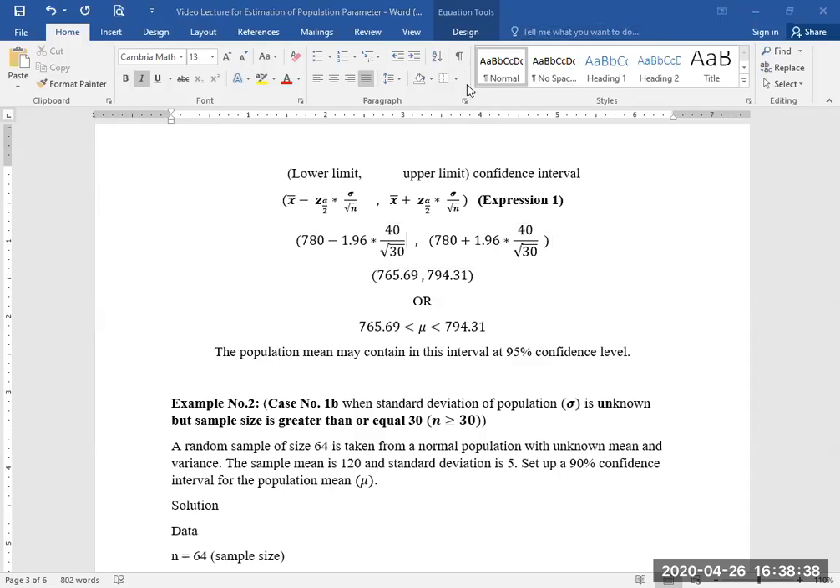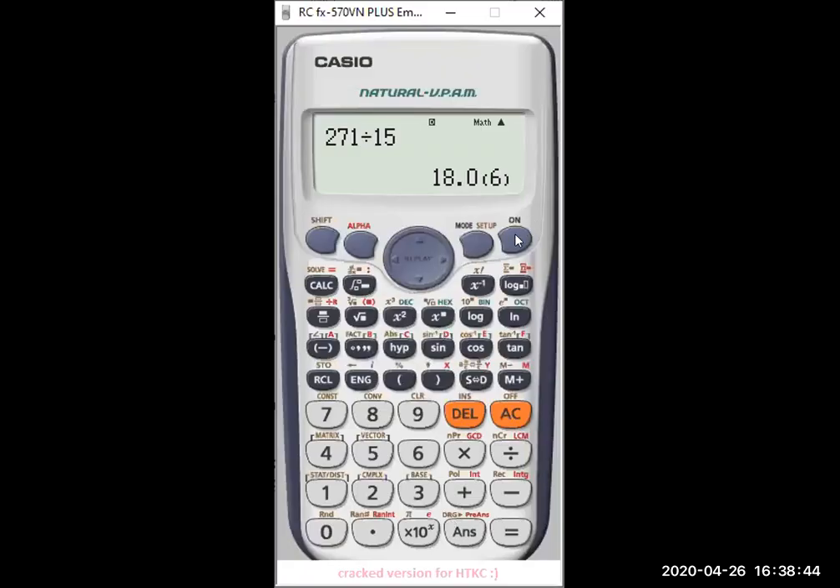I'm going to find the calculator through which I will show how we will calculate this interval. We have the calculator. 780 minus the lower limit of the estimation. 780 minus 1.96 times 40 upon square root of 30, which will give us the lower limit of the estimated interval.